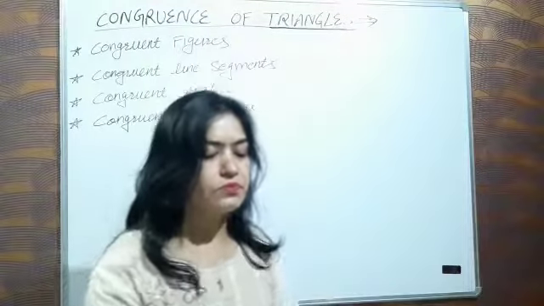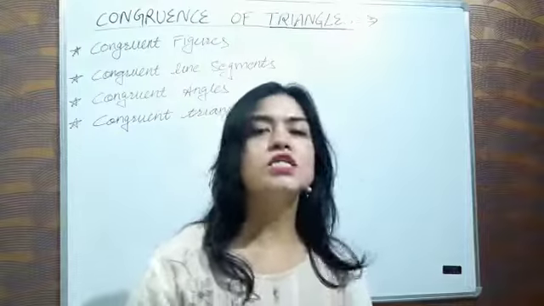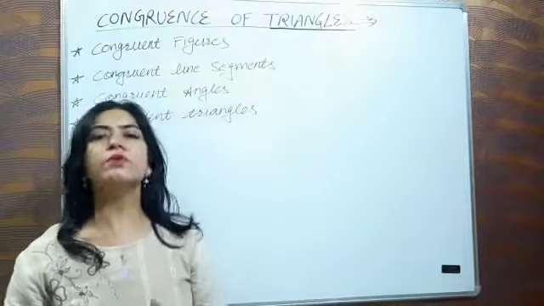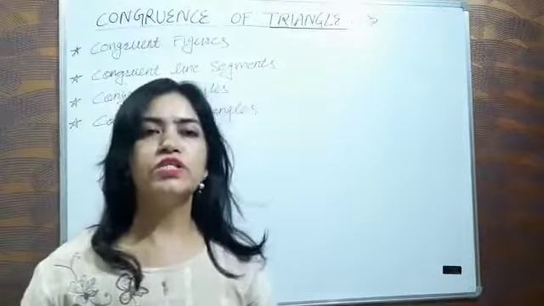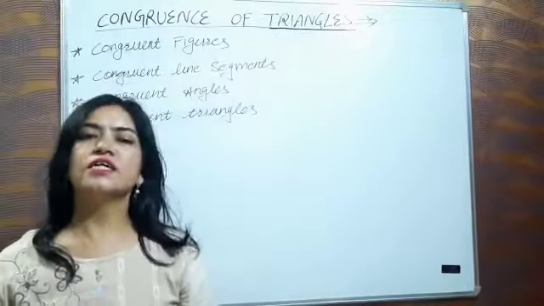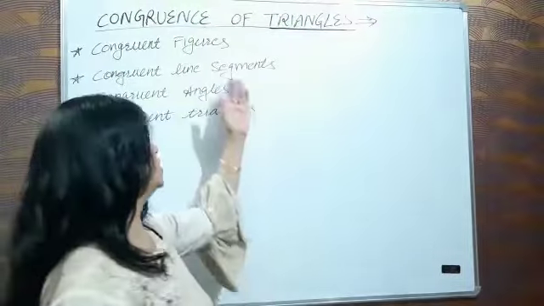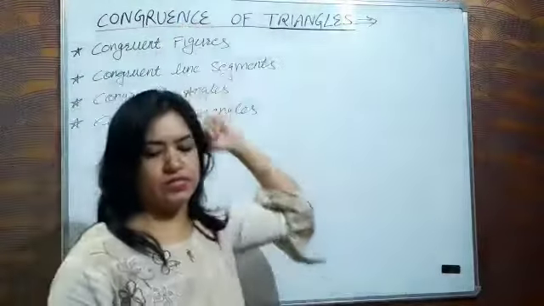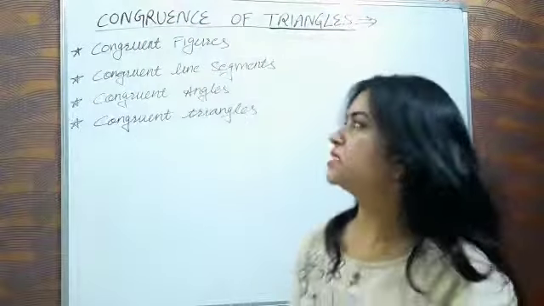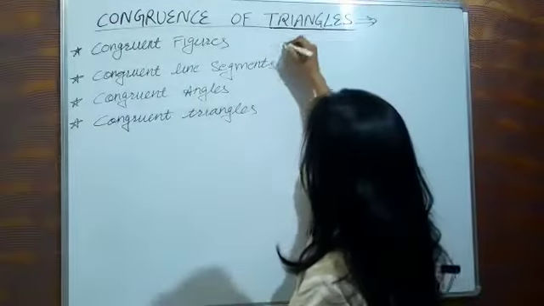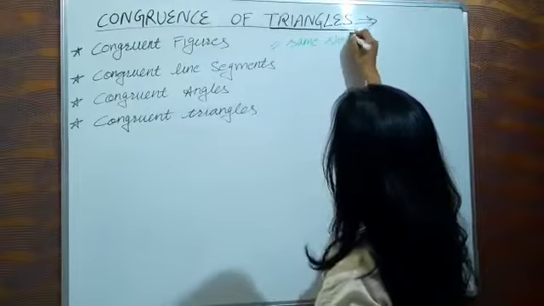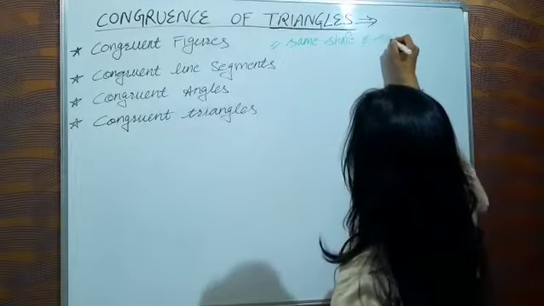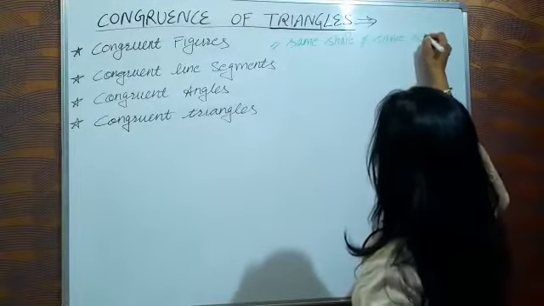Right? Now in mathematics, such things which superimpose each other, which overlap each other, or which cover each other completely are called congruent figures. So what are congruent figures? The figures having the same shape and same size are called congruent figures.